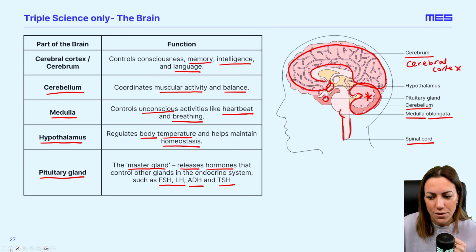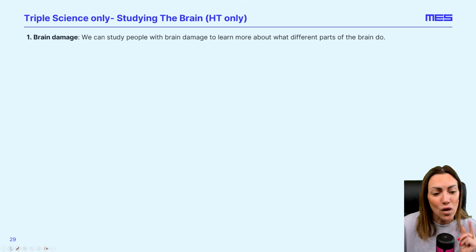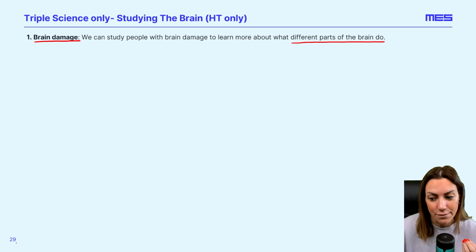Now, if you're higher tier and you're taking triple science, which I know most of you will be, you need to look at ways that we can study the brain. We call them neuroscientists, scientists who study the brain. And we need to know 3 examples of how they can study the brain and learn more about the functions of the different parts. So the first way they can do that is to study people with brain damage, because obviously if part of the brain has been damaged, they can look at the effects of that on the person to figure out what that part of the brain must have been involved in.